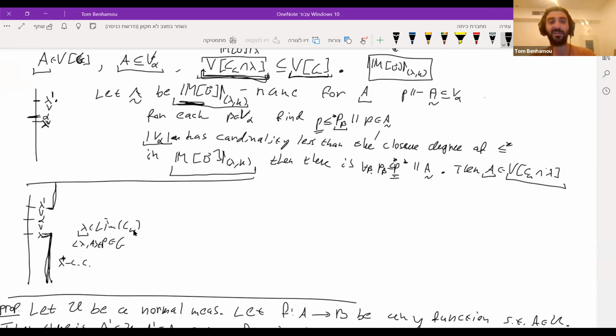Okay, so in this situation, it must be that the cofinality in V[G] of alpha is the same as the V cofinality of alpha. The lower part is lambda plus CC, and the upper part is sufficiently close, less or equal star close, to not add bounded subsets to alpha. Okay.